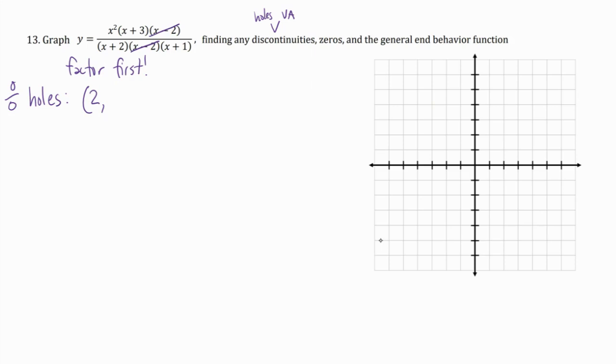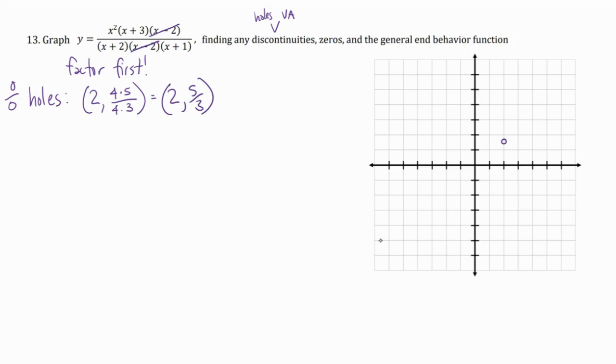So that's at 2. And then to find the y coordinate of the hole, you plug 2 into the simplified function. So now I have 2 squared, so that's 4, times 2 plus 3 is 5, over 2 plus 2 is 4, times 2 plus 1 is 3. So that is (2, 5/3). So I know I'm going to have a hole at (2, 1 and 2/3). So right about there, I'm going to have a hole.